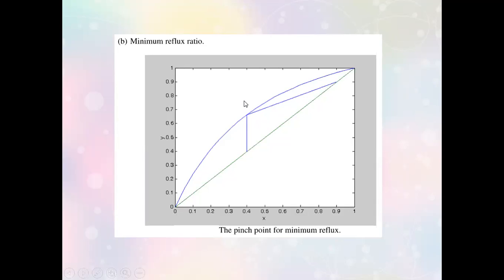If the q you need to determine first, then you have to rely on the intersection of the two lines, rather, the feed line and the intersection of the enriching section operating line. Now, I'd like to go back to the first slide again to show to you what these equations are that I'm referring to.